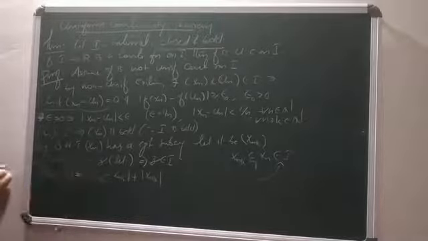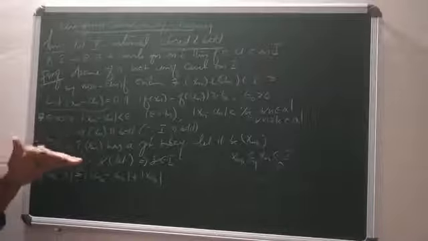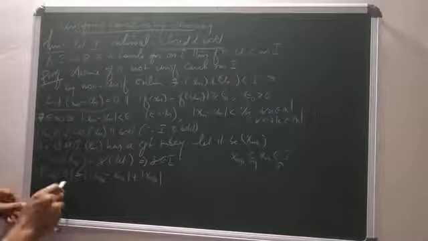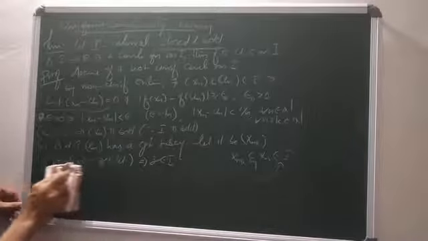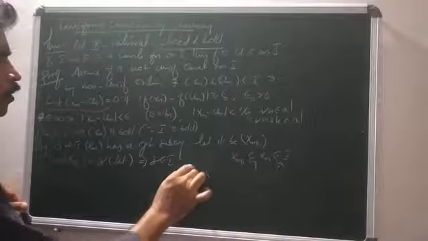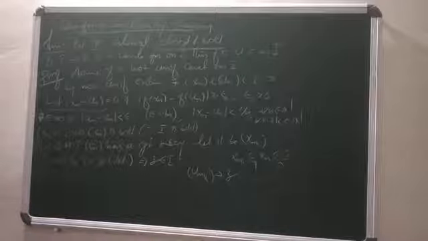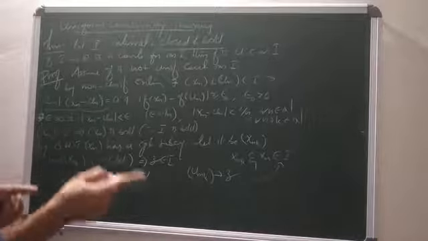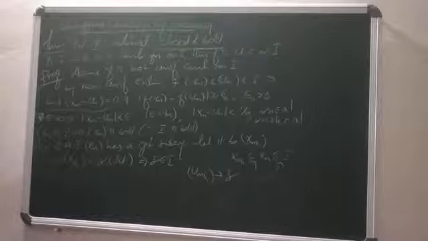x_nk converges to z. So the corresponding subsequence u_nk also converges to where? z. Therefore mod of u_nk minus h converges to where? 0. So clearly the sequence u_nk also converges to z itself, because u_nk minus x_nk goes to 0. Agreed?